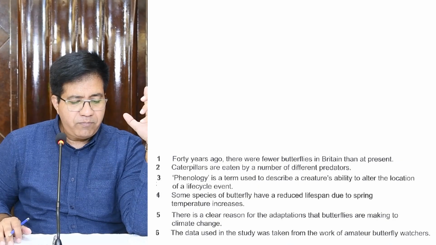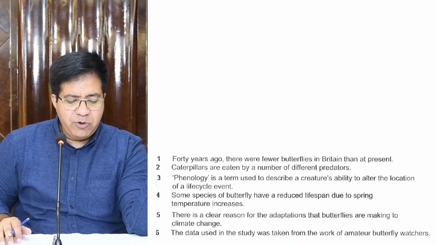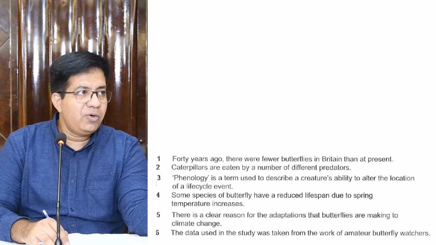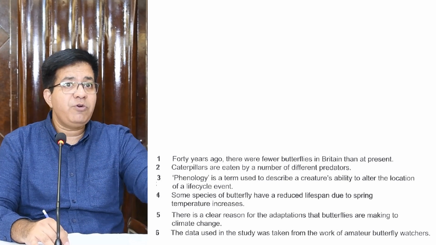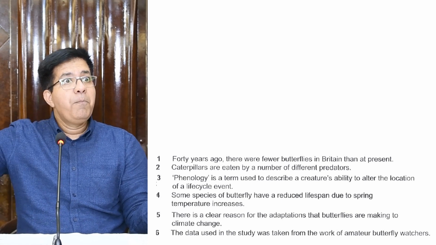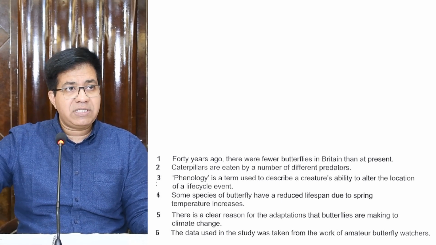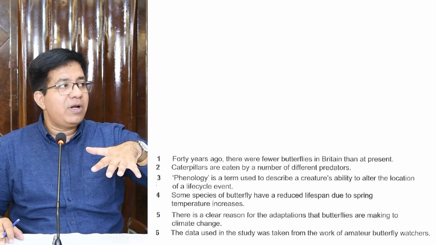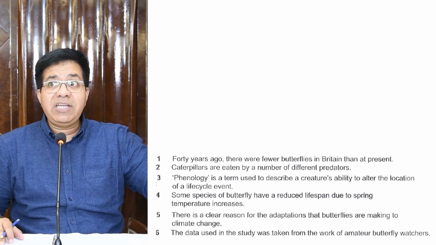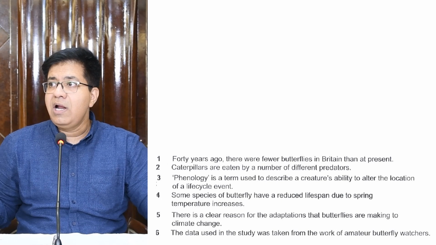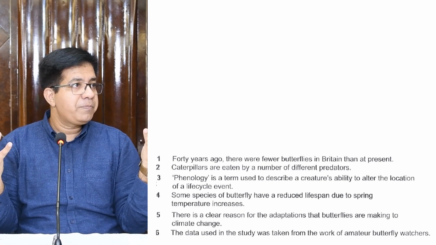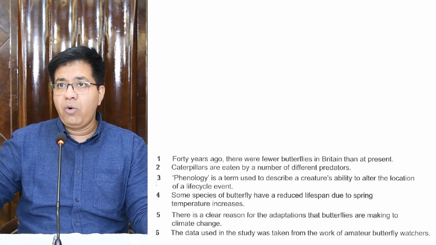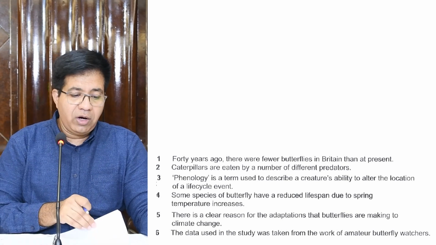Question number 1. 40 years ago, there were fewer butterflies in Britain than present. Now listen, 40 years ago, there were fewer butterflies, means there were few butterflies, and now there are more butterflies. So if at present there are more butterflies than 40 years ago, answer is true. And if now there are fewer butterflies than 40 years ago, means 40 years ago there were many butterflies, but now there are fewer, answer is false. And if they don't give us this comparison of 40 years before, fewer or more, then the answer will be not given.